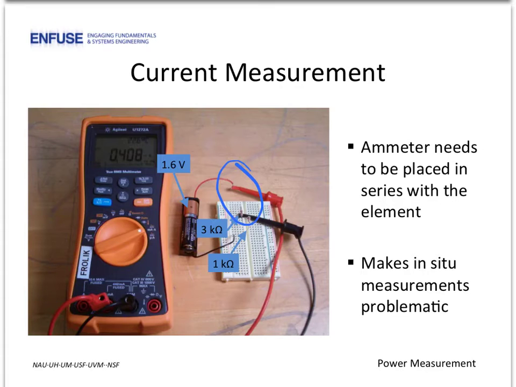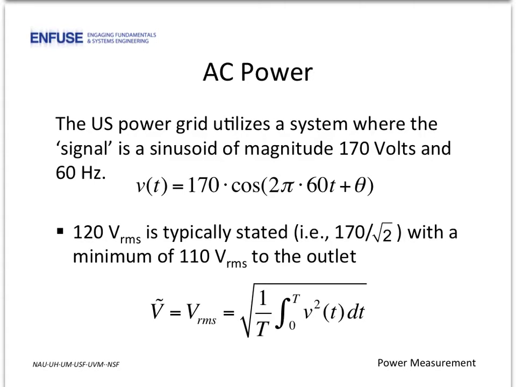As an alternative, we present a technique for determining power draw in AC systems that gets around this practical constraint. Power systems in the U.S. are based on 120 volts RMS 60 Hz signal that is delivered to your home.